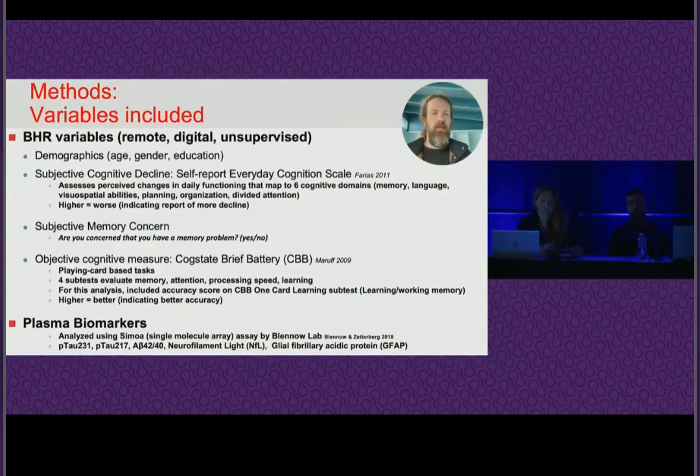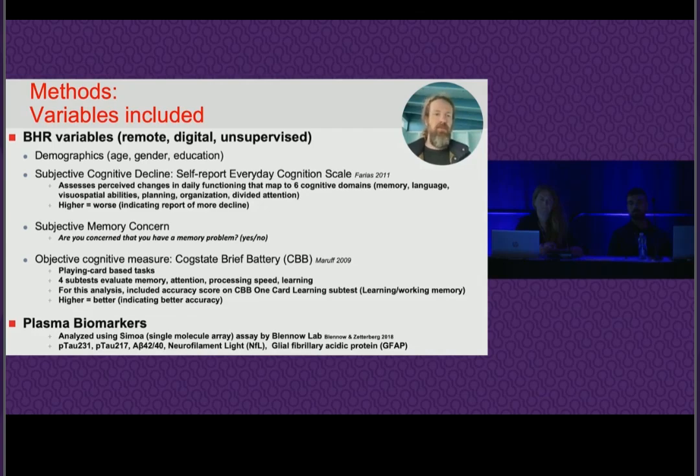Let's talk about the variables we included in the analysis. For the BHR variables, we included demographics: age, gender, education. We included 2 subjective measures. The first is subjective cognitive decline as defined by the Everyday Cognition Scale score. This is a self-report among our self-report questionnaires in the BHR. It assesses perceived changes in daily functioning that map onto 6 cognitive domains. A higher score here is worse, indicating more cognitive decline.